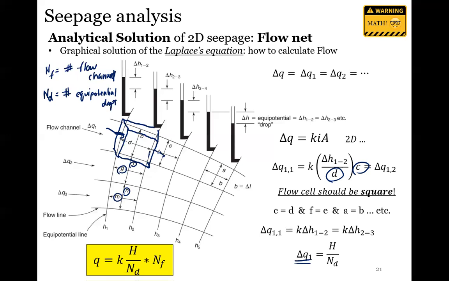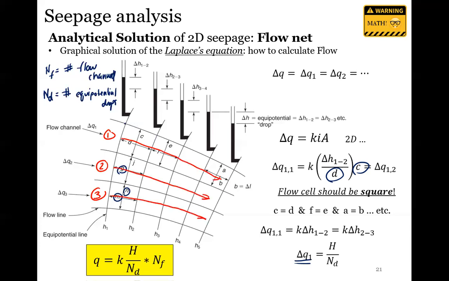So for this example here, our number of flow channels, we would have 1, 2, and 3. So these are our flow channels. And for the equipotential drops, we would have 1, 2, 3, and 4. So that would be our ND is equal to 4.